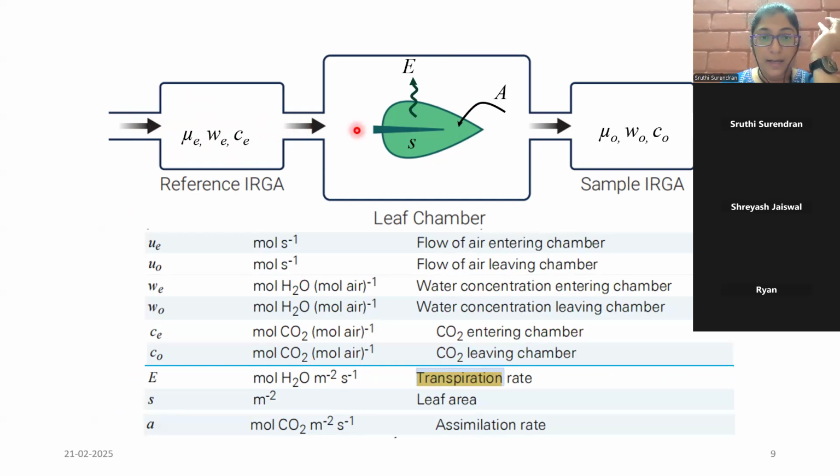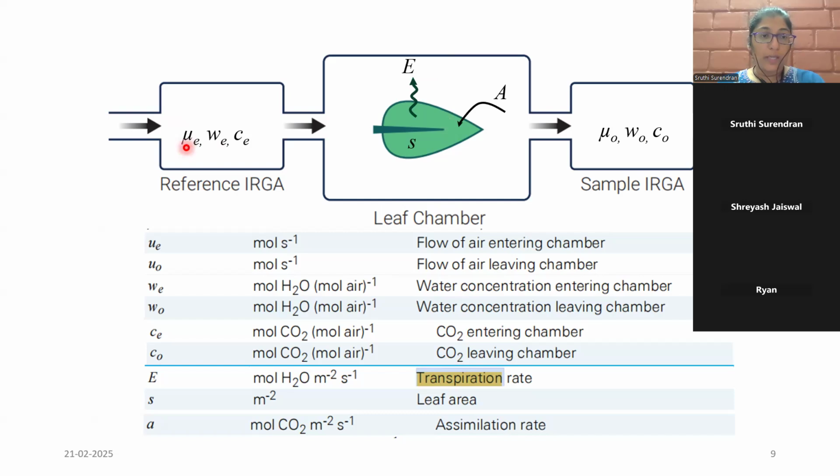Now, when it goes inside this leaf chamber, the leaf is going to take up some carbon dioxide and give out some water. So the concentration of water and carbon dioxide, which was given as an input, is going to change because of this photosynthesis and transpiration activity. And then, when this air passes into the sample chamber, we will measure the flow rate, the concentration of water and the concentration of carbon dioxide inside here. The difference between that will give us information about the transpiration rate and the photosynthetic rate.